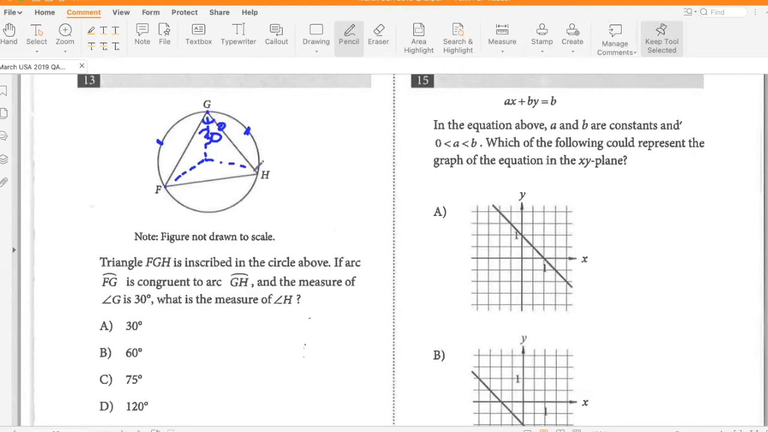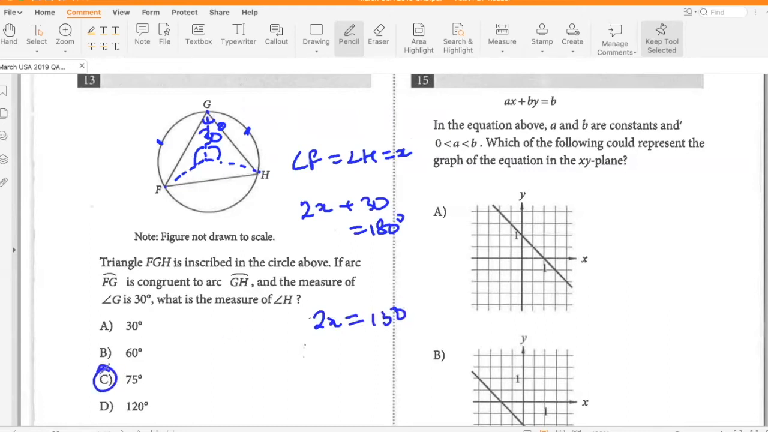If I draw this, then basically I can say that angle F and angle H would be equal, because if the two arcs are congruent, then this angle is equal to this angle. And so angle F, which is half of this angle, will be equal to angle H, which is half of this angle. So angle F equals angle H equals x. So 2x + 30 = 180. So 2x is 150, so x is 75.